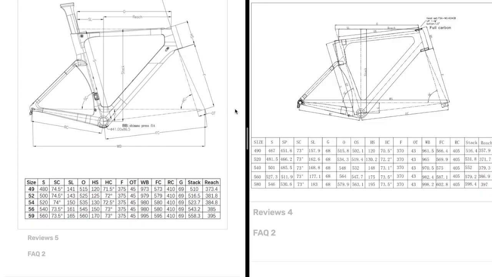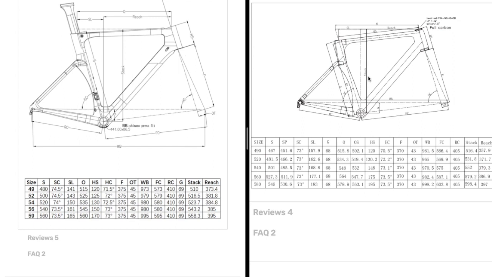As you know, I'm moving from the R6 this side to the R9 that side. What we've got here is the frame sizing diagrams. At the moment, I've got a 56, or a 560, here, and we're just going to compare it to the frame sizings of the R9 just to see if the 56 in each is similar. So we'll start off with the stack height.